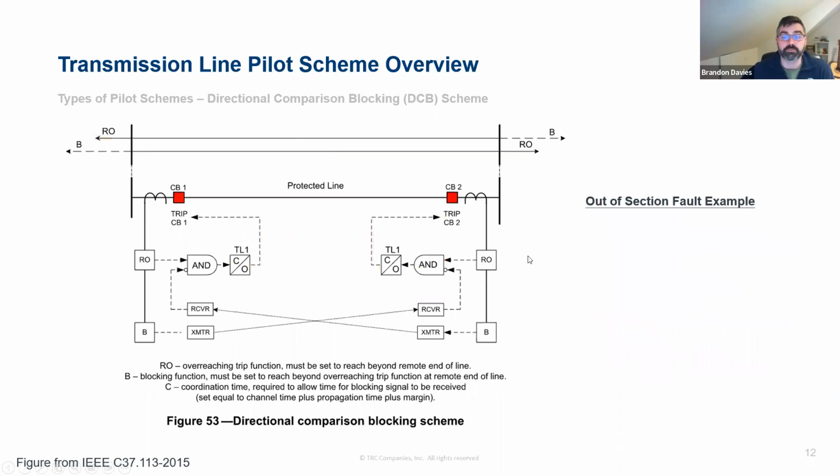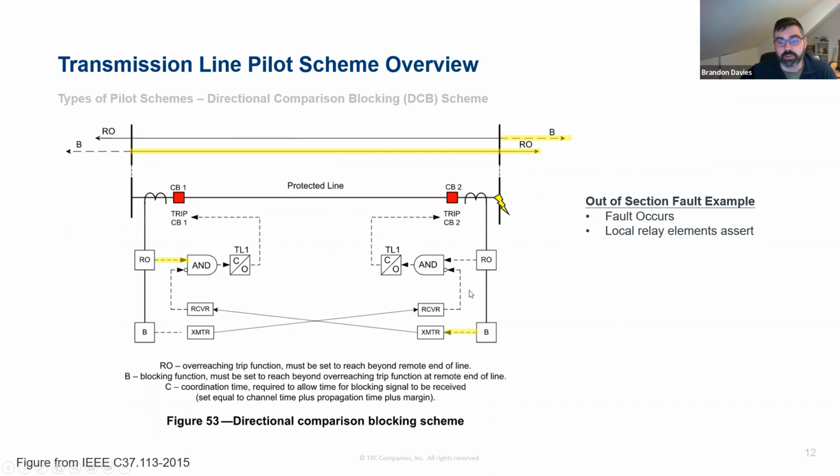If we look at the out-of-section fault example, which is really a more interesting one for this type of scheme, we have that same bus fault. And the local relay elements operate. So for that same bus fault for the DCB scheme, the overreaching element at terminal 1 sees the fault because it's overreaching past the remote bus. And the reverse looking element, the blocking element at circuit breaker 2, also sees the fault because it's detecting faults behind the relay rather than in front of the relay. It's a reverse looking element.